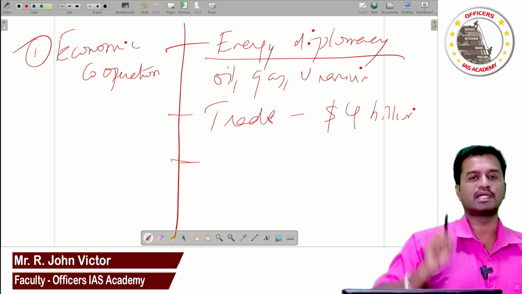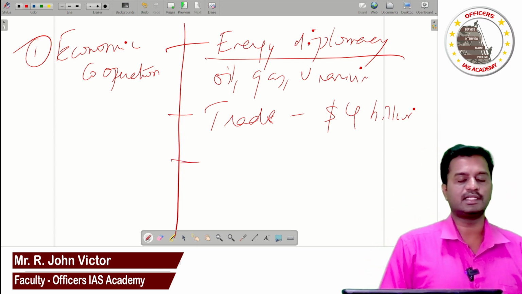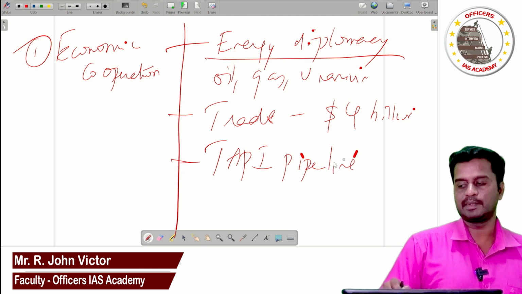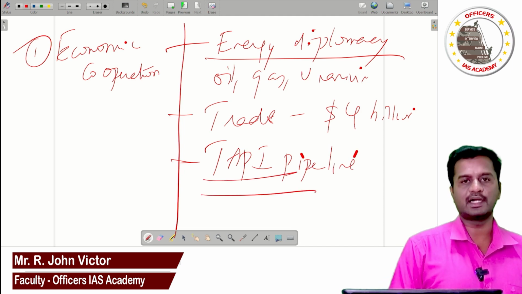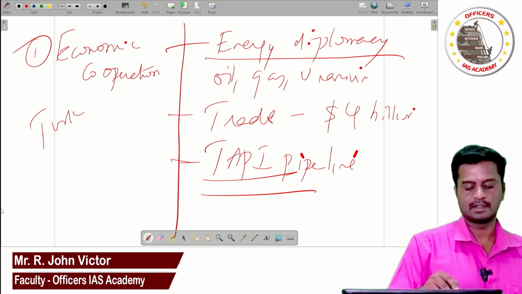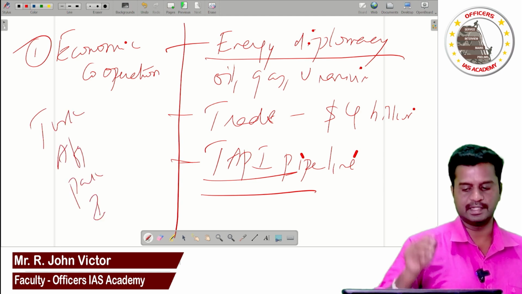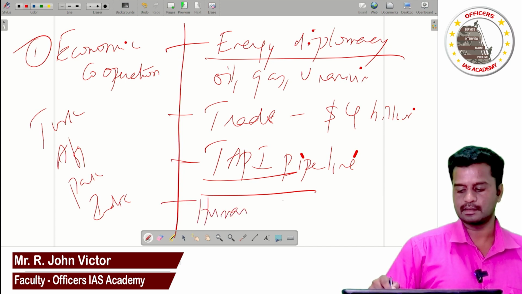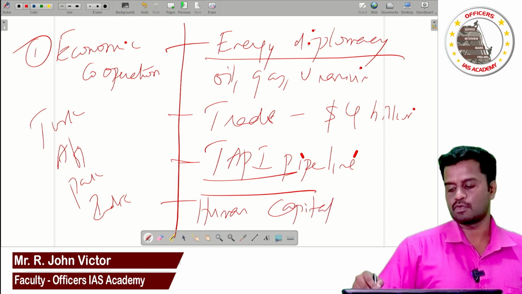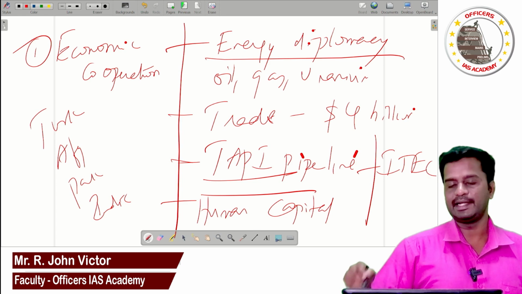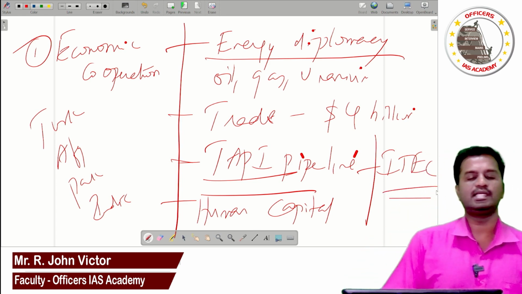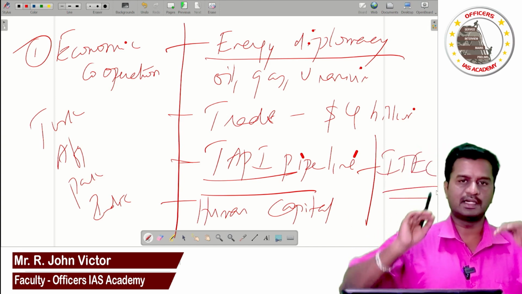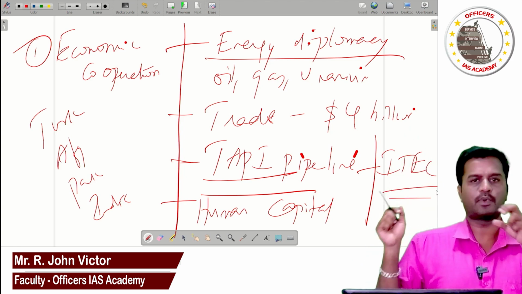Next, a very important infrastructure project connecting India and Central Asia is the TAPI pipeline. Mention it under economic cooperation. Turkmenistan, Afghanistan, Pakistan, India pipeline. Next, mention about cooperation in human capital, and mention about the cooperation under the project ITEC. ITEC is an older project of India. Under ITEC, India engages in economic cooperation, helps other countries by provision of technology. This is ITEC. So under one dimension, try to bring the important core points as well as the recent developments.